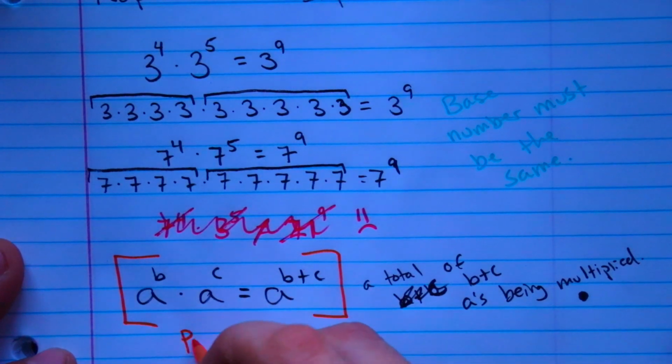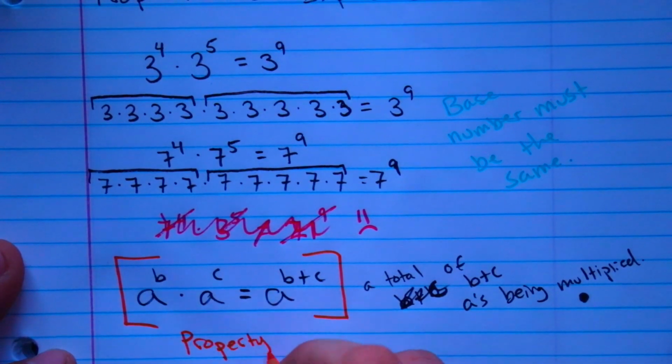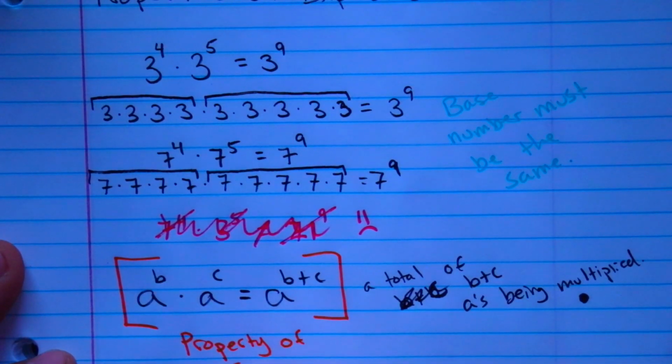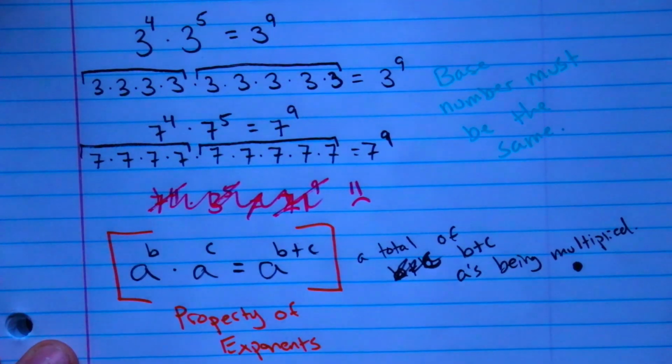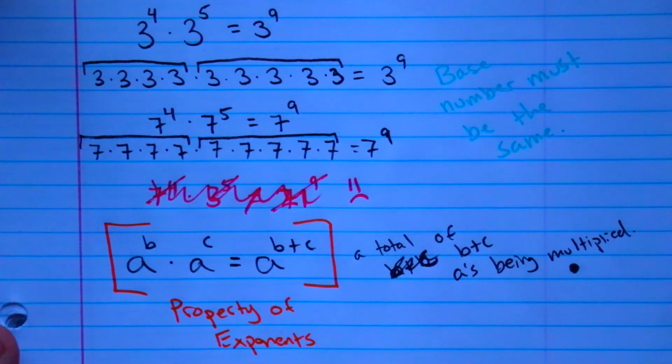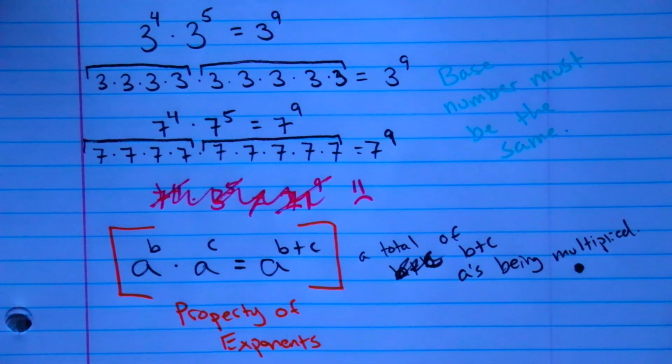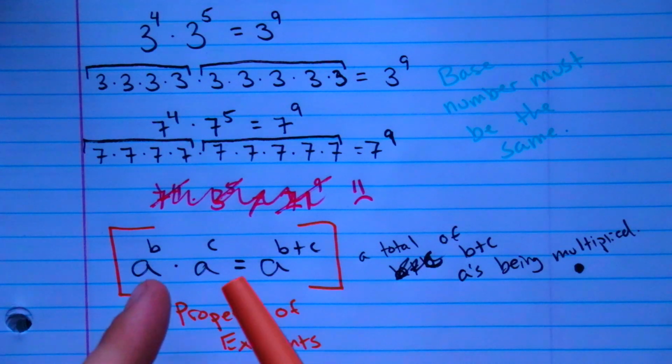This is a property of exponents. It's not a rule. I don't like the term rule. I think that makes it seem like there's all these arbitrary rules. No, it's just a property of exponents. It just so happens that if exponents act like we know, then we know that this is going to be true.